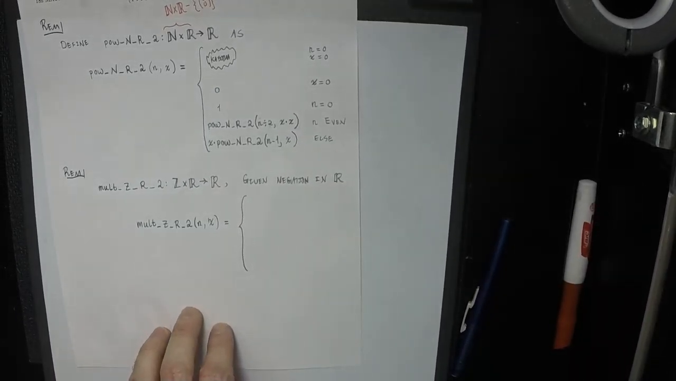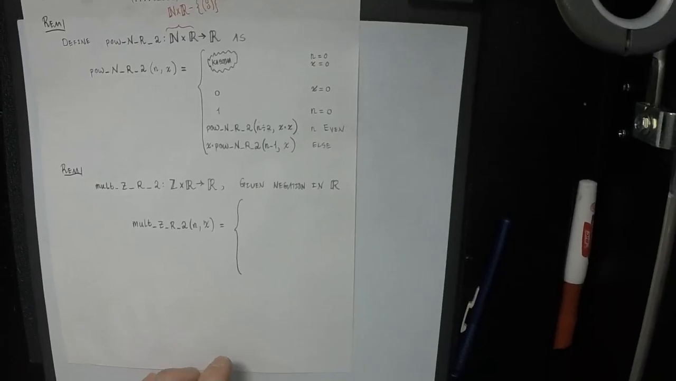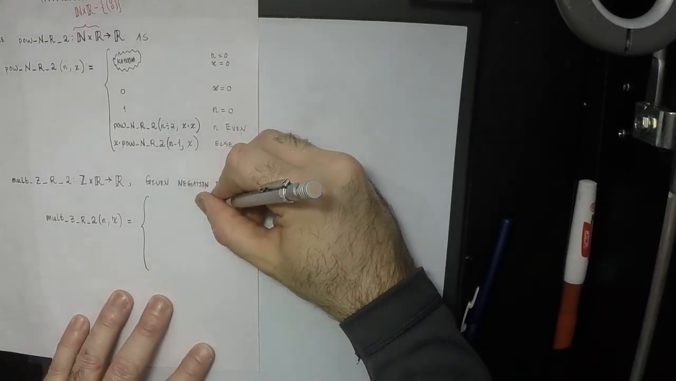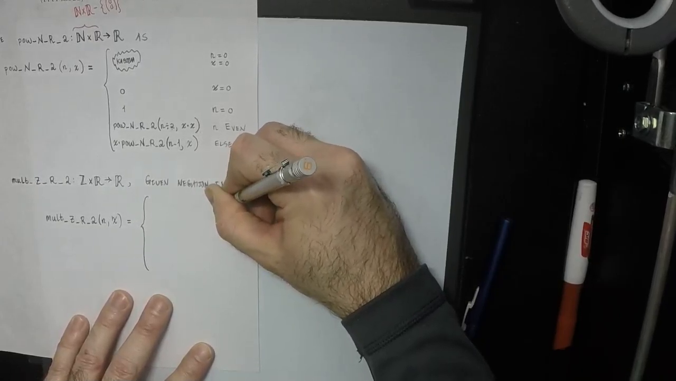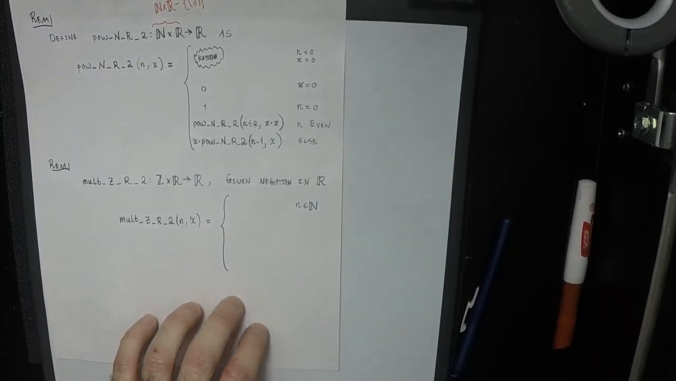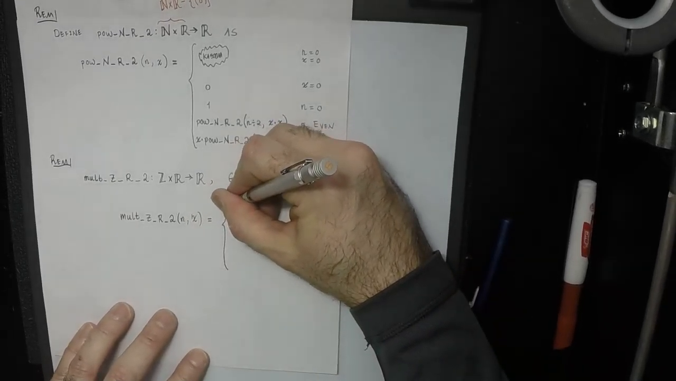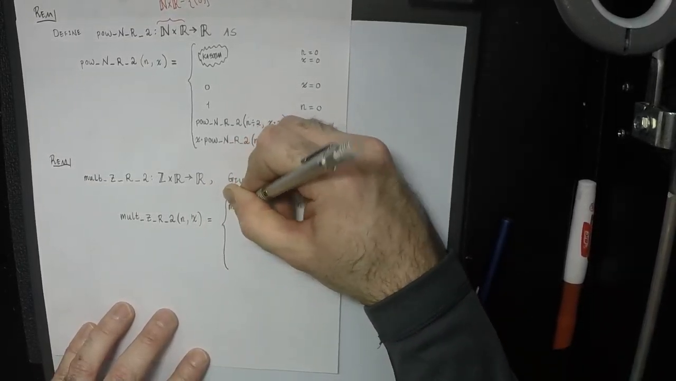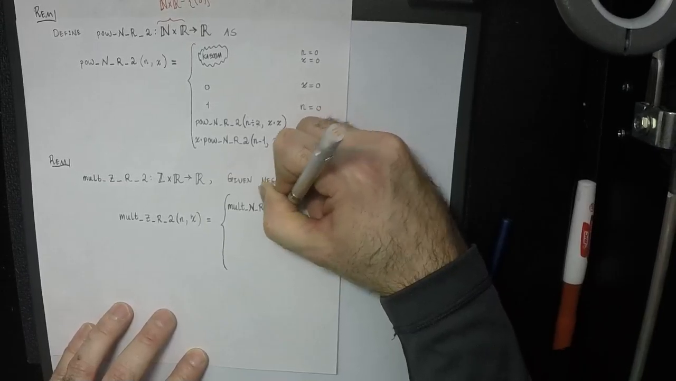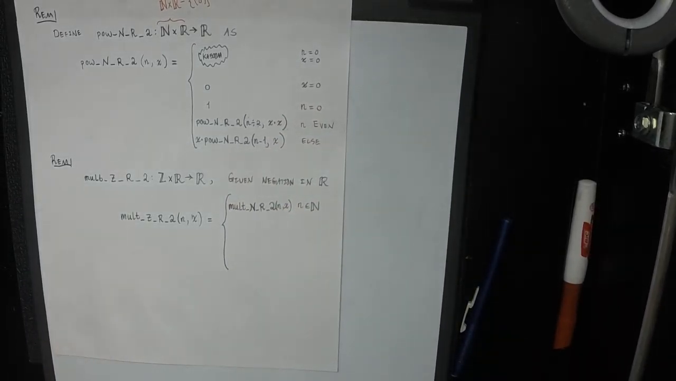some integers are natural, right? Some of them are, half of them. So some integers are natural, and we want this product to agree with the natural one, right? So let's ask. It could be the case that n is in the naturals. Then what's the answer? Mult underscore n underscore r underscore 2 of n and x. Because if n is natural, well, we already did that, right? So we don't need to redo it.